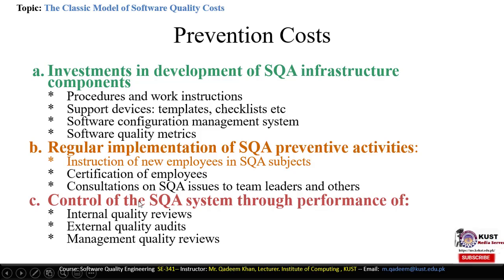The third is the control of the SQA system through the performance of internal quality reviews. When we perform internal quality reviews, the cost will be decreased. Similarly, external quality audits also help us to reduce the cost, and management quality reviews also help us to reduce the cost. So these are the different sorts of preventive costs.